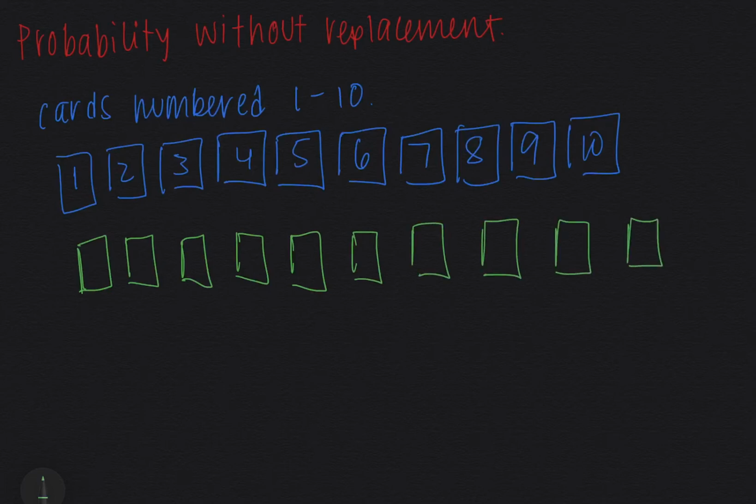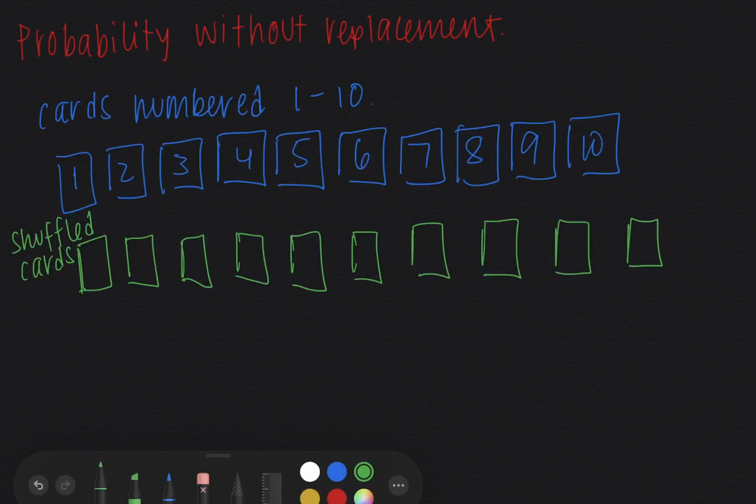So 1, 2, 3, 4, 5, 6, 7, 8, 9, 10. Okay, so we'll just say shuffled cards. These cards are shuffled. We don't know which is which. And now we're going to say that we're going to pick one out, and we're going to know that the first one is going to be 7.